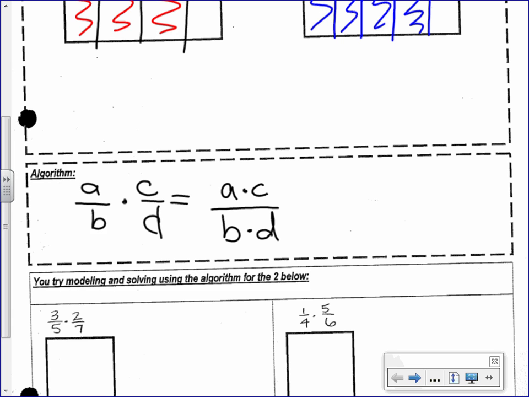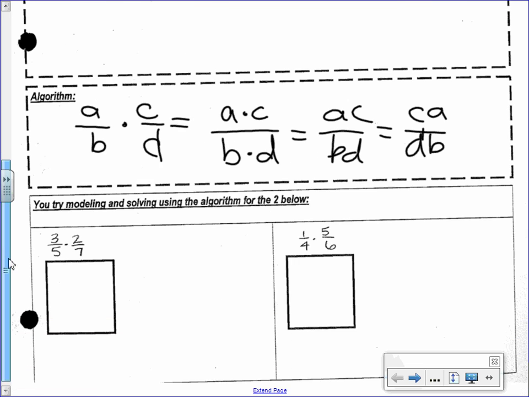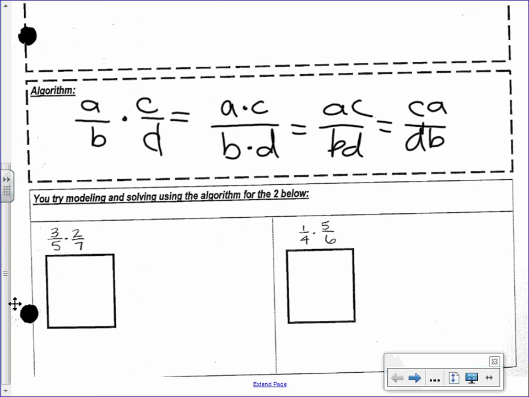Yes, ma'am. So if you did A times C, it wouldn't be AC, it would just be A times C. Yeah, you could say it's AC over BD, or you could say it's CA over DB. No matter. Any way you look at it, that's the nice thing about multiplication. All right, do the bottom two at your table. You need to model both of them.